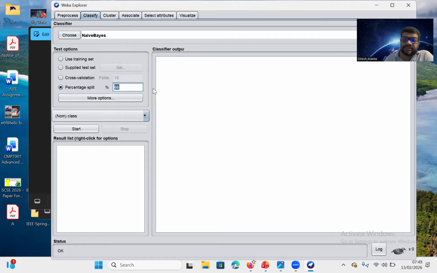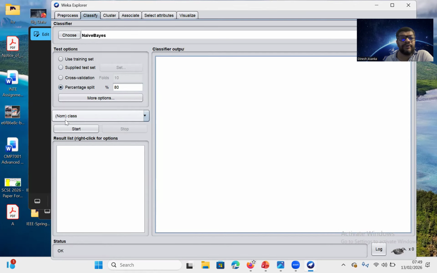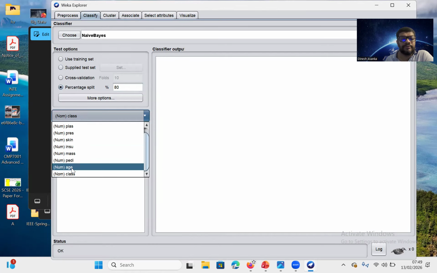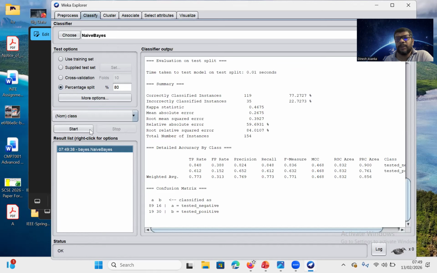So I will choose 80 percentage, 80% of data for the training dataset. There are a few options which I'm not going to discuss here. And then you can see by default, it has selected the class variable in the dataset. If it is not, you have to pick and choose it. Okay, now let's run this.